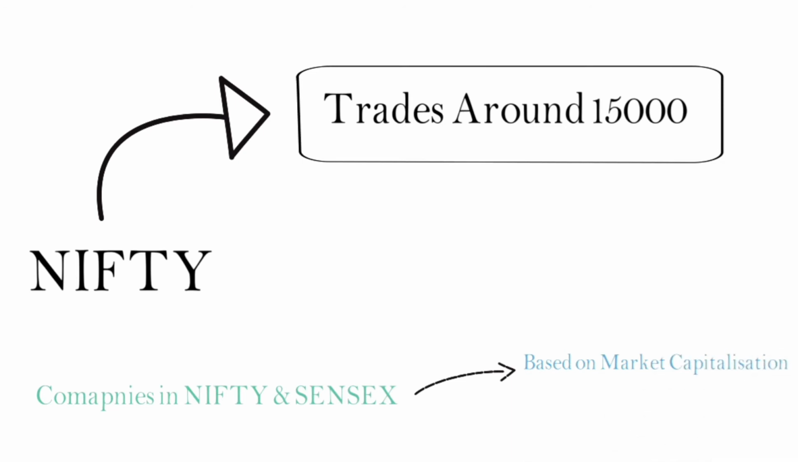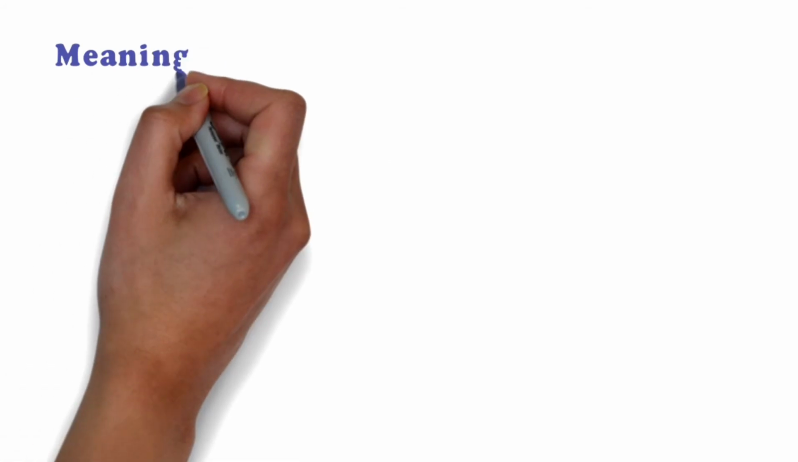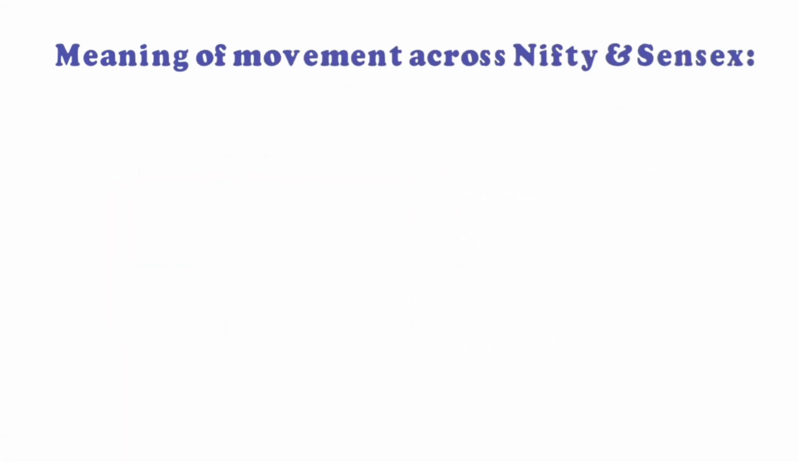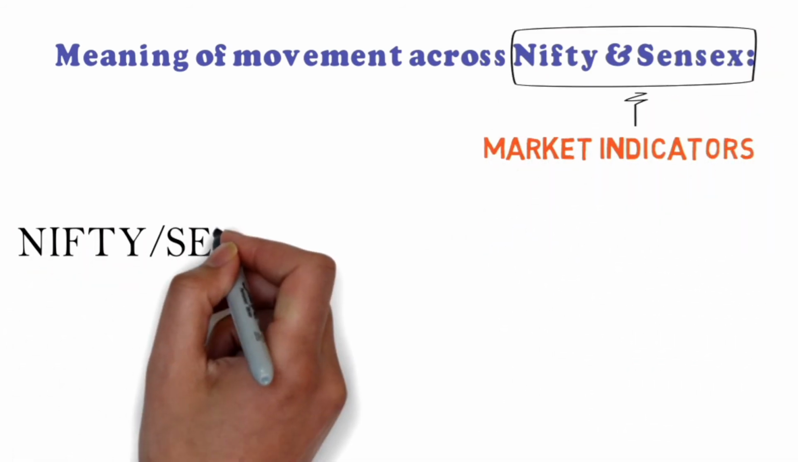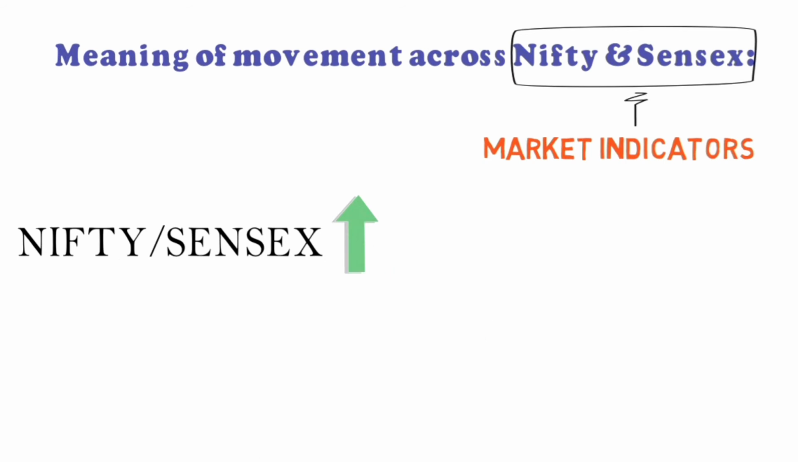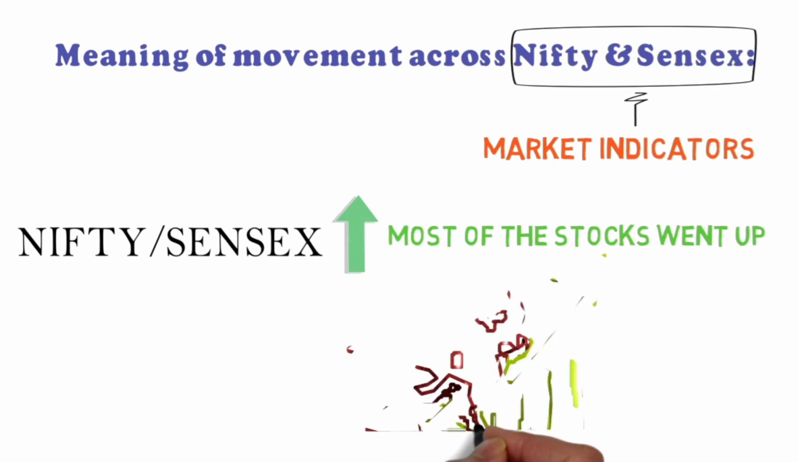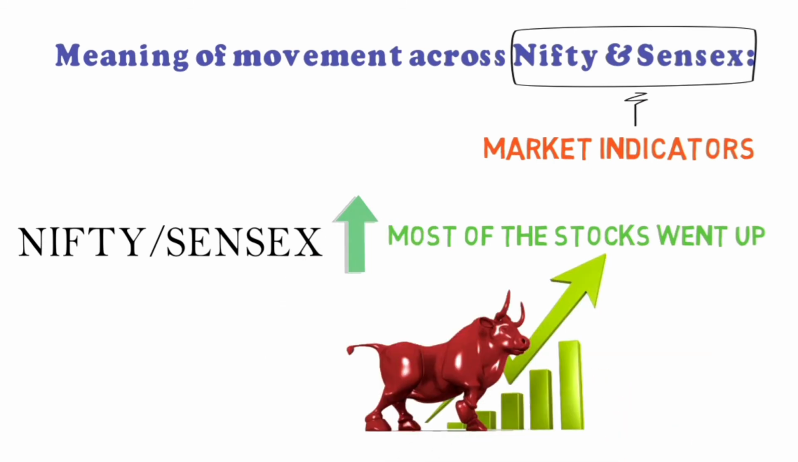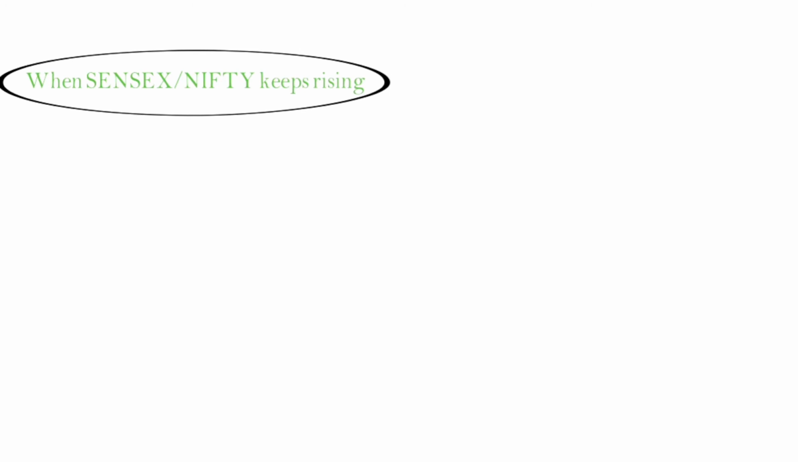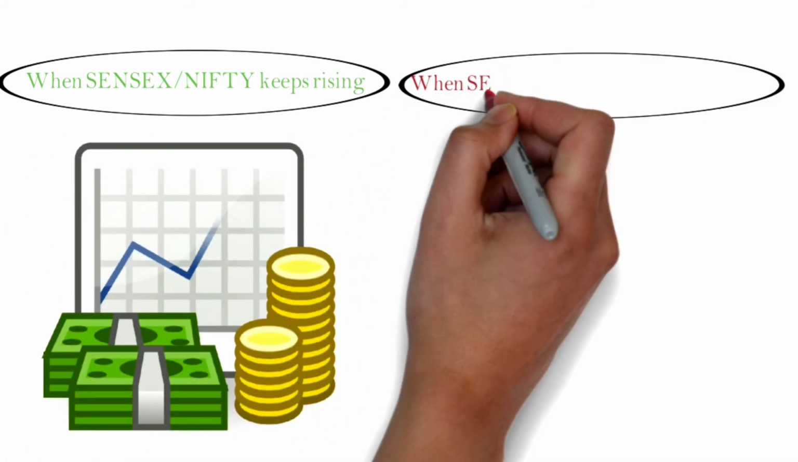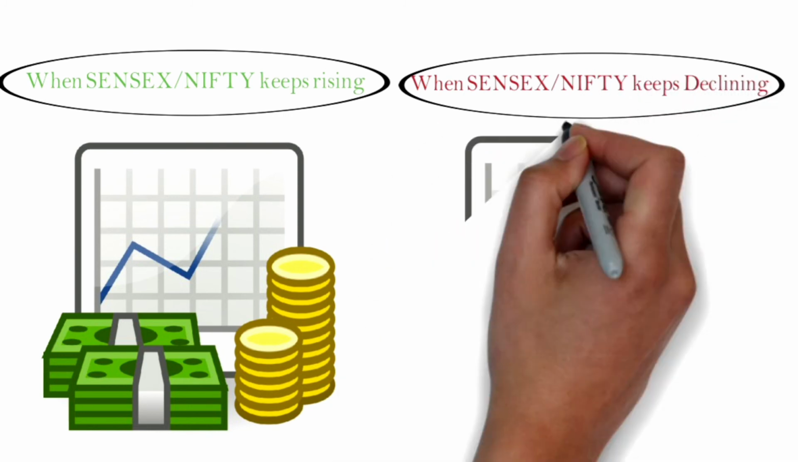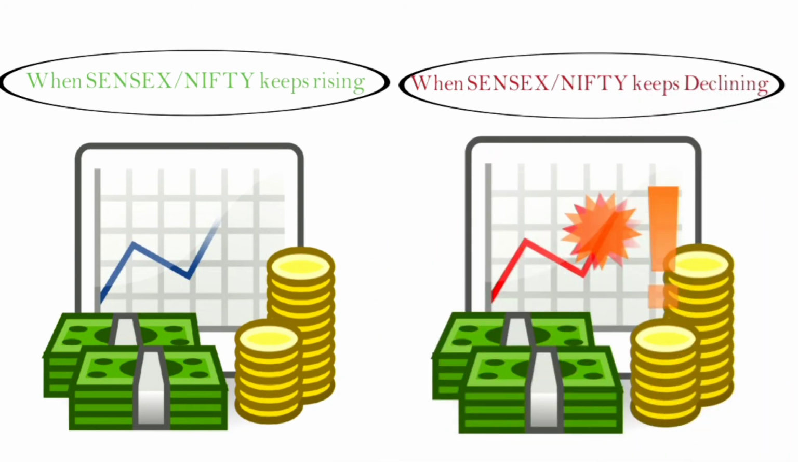Now let's try to understand what exactly the movement across Nifty and Sensex means. As I told you, Sensex and Nifty are both indicators of market movement. If the Sensex or Nifty goes up, it means that most of the stocks in India went up during the given period. The same is true in the case of Sensex as well. Moreover, when Sensex or Nifty goes high, it shows the economic growth of the country. Else, if it keeps declining, it means a slowdown or depression or a recession in the economy.